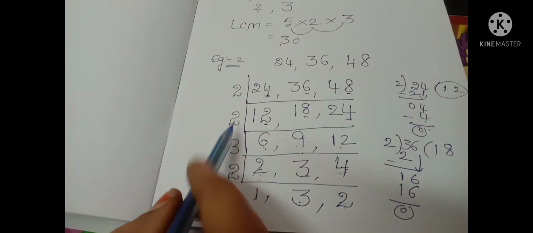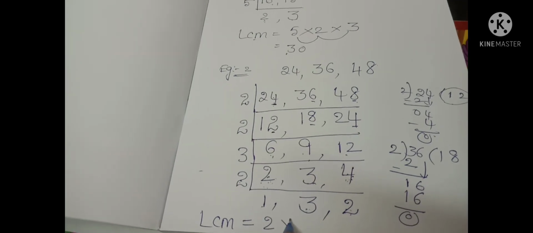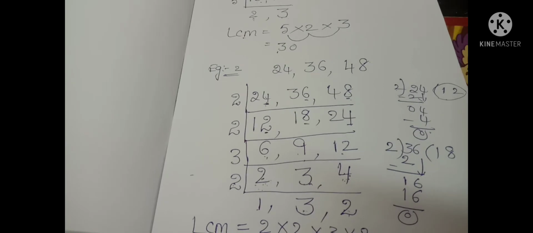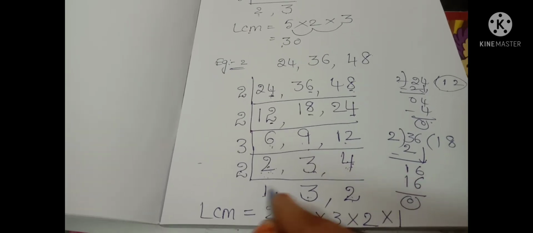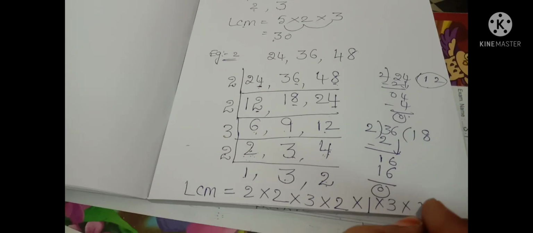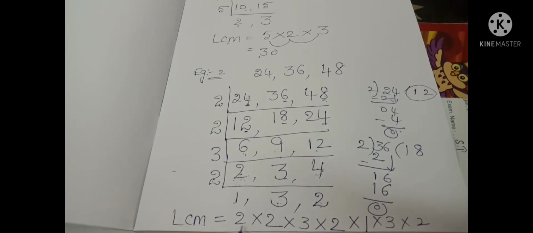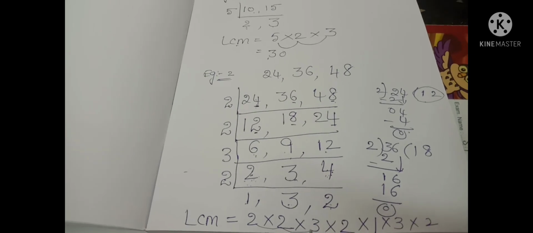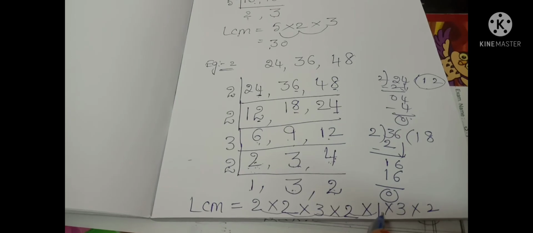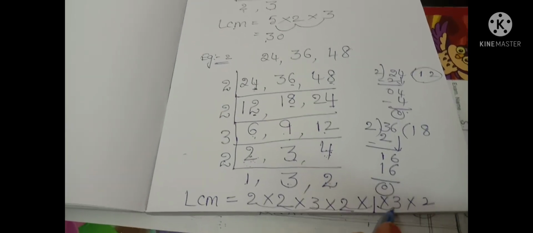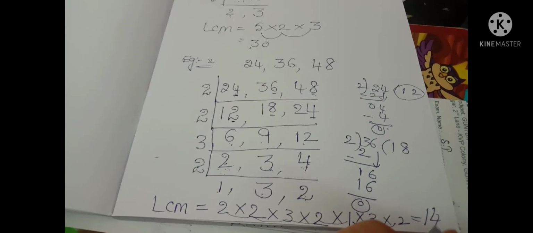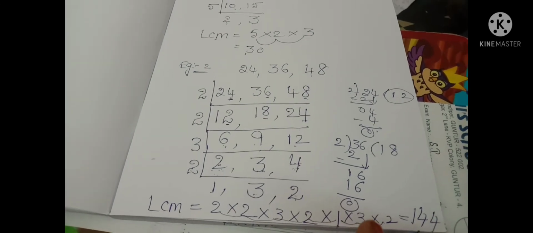Now LCM equals: first you took the 2 table, next again the 2 table, next 3, 2, 1, 3, 2. Now you should multiply. 2 2s are 4, 4 3s are 12, 12 2s are 24, 24 1s are 24, 24 3s are 72, 72 2s are 144. That means our answer is 144.